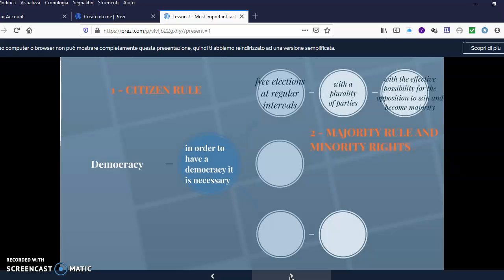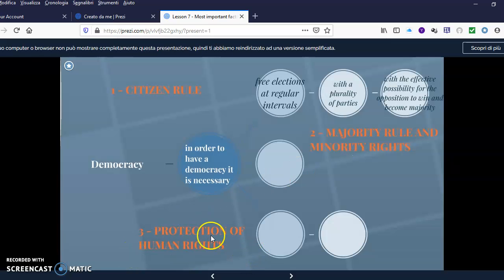Second element which has to be present, majority rule and minority rights. Majority rule means that the majority rules and decides things. The principle of majority applies: when the majority decides something, that is done. But minority rights, the minority still has to have rights, can fight and become, hopefully, a majority sooner or later.